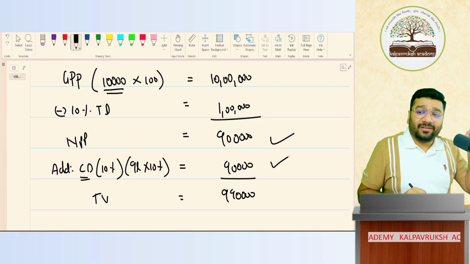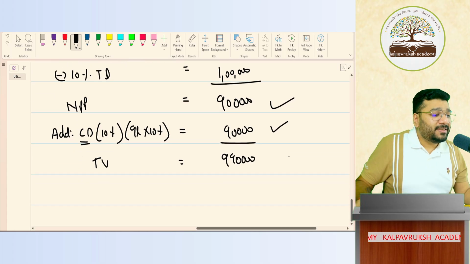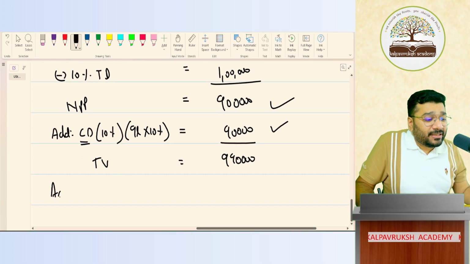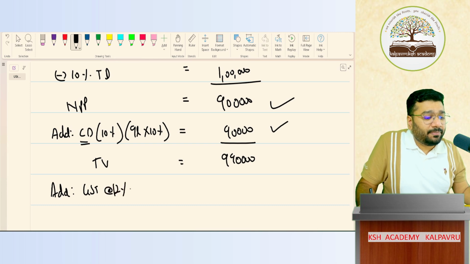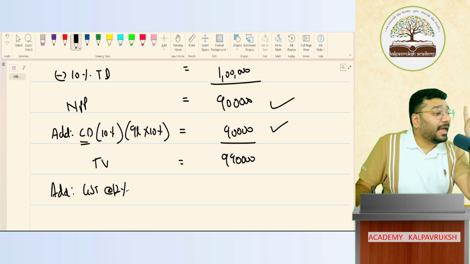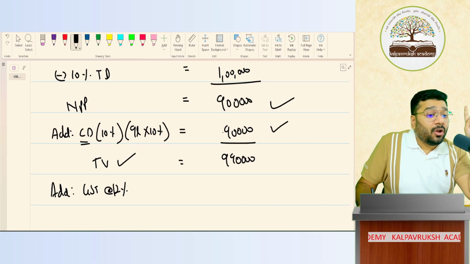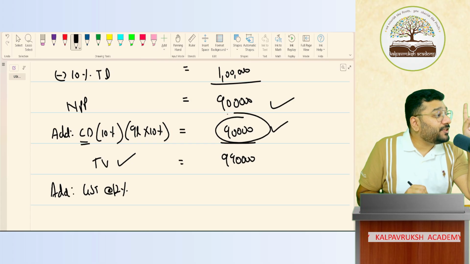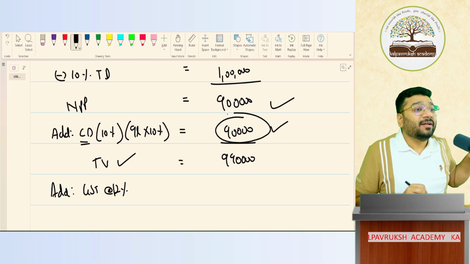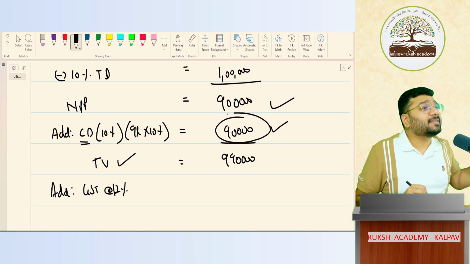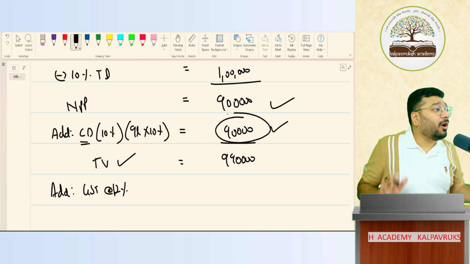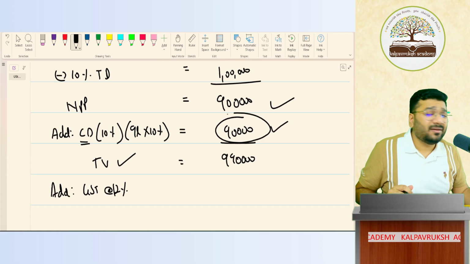Now, on this value, you're supposed to calculate GST. So add GST at the rate of 12%. Always GST will be calculated on the taxable value. Sir, on this tax also, are we supposed to calculate GST? Yes. Sir, is it not tax on tax? It is tax on tax. But this is how the law works. You cannot run away from it.